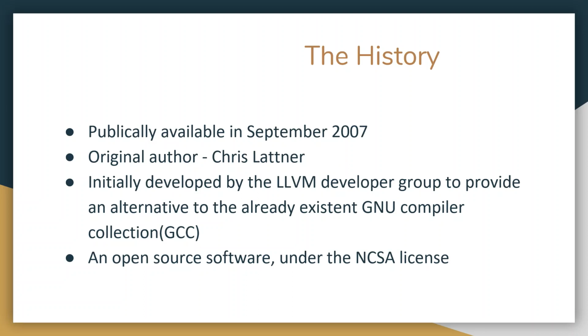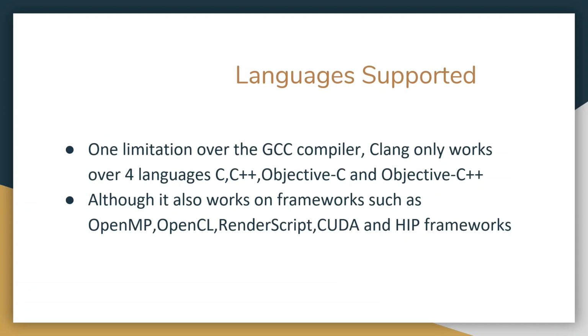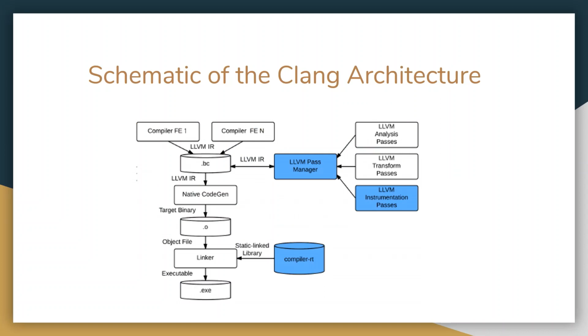Now coming to the languages supported, one limitation of Clang is that it supports only 4 languages, that is C, C++, Objective-C, and Objective-C++, unlike its alternative GCC, which also supports languages such as Java, Fortran, Ada, etc.